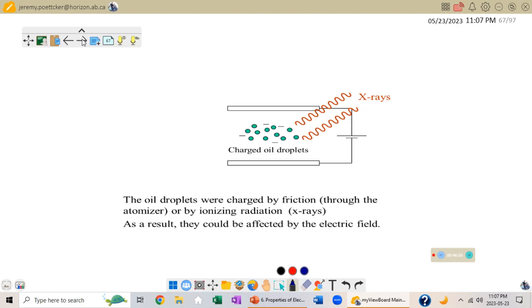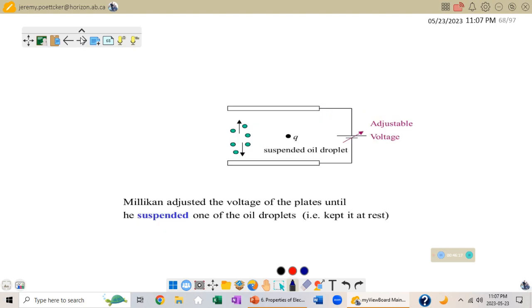Oil droplets were charged by friction through the atomizer or by ionizing radiation, as in X-rays. As a result, they could be affected by the electric field. He adjusted the voltage of the plates until he suspended one of the oil droplets, as in he kept it at rest.